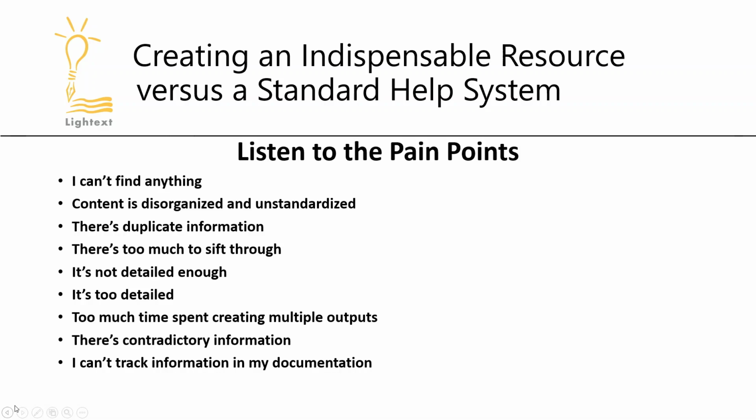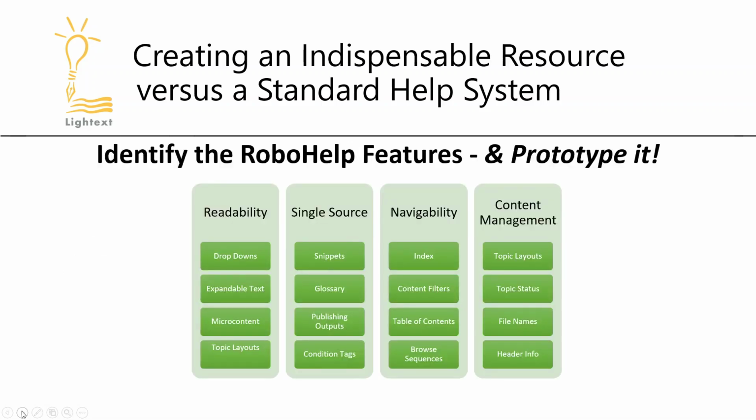So, things that you might commonly hear, I certainly commonly hear them in my experience, is I can't find anything. Everything is disorganized. It's not standardized. It's a lot of duplication. It's too much to sift through. It's not detailed. It's too detailed. I'm spending way too much time publishing. There's contradictory information. I can't track information in my documentation. Those are just some examples of things that you might hear. So when you hear those pain points, then you can think about what opportunities are available in RoboHelp, and there's typically more than one, and you can prototype those options for your customer.